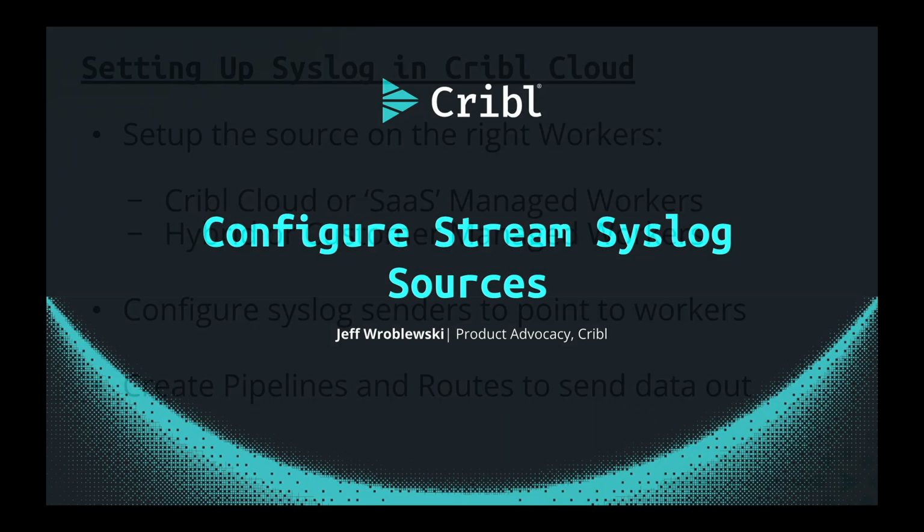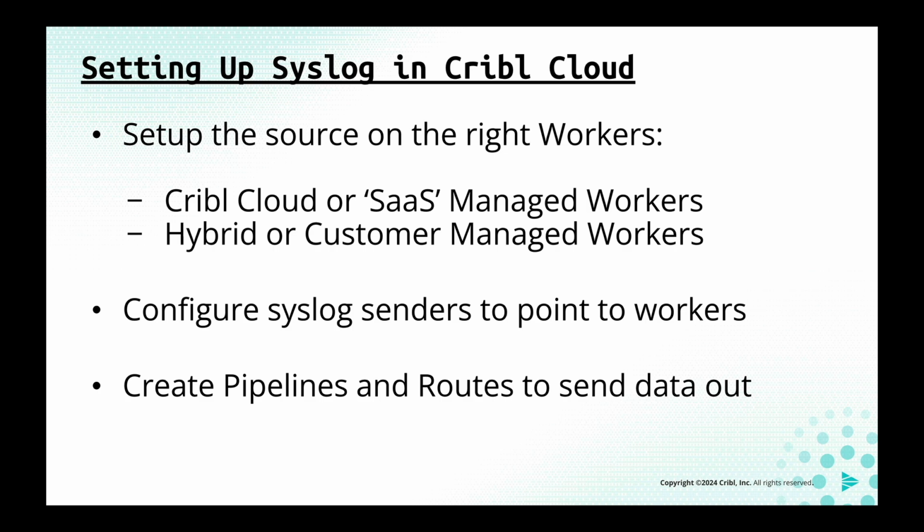Let's get started. Here are the general steps we'll follow. First, we'll need to configure a source in Cribl Stream. We'll send our log and event data to this source. We have an option here: send to the Cribl hosted and fully managed cloud workers, or if we want to manage workers in our own environment, we can easily spin up hybrid or self-managed workers and send the data to those. We'll cover both scenarios in this video, but pick the one that is best suited for your environment.